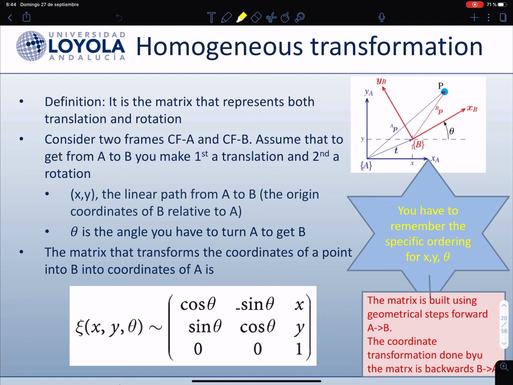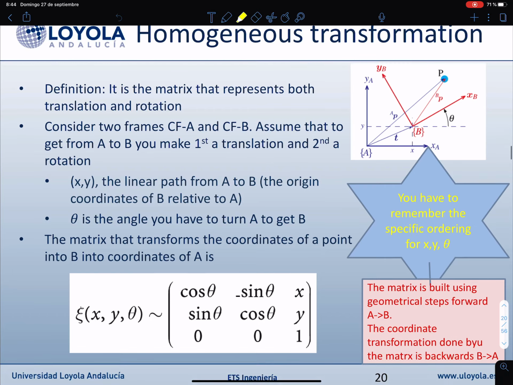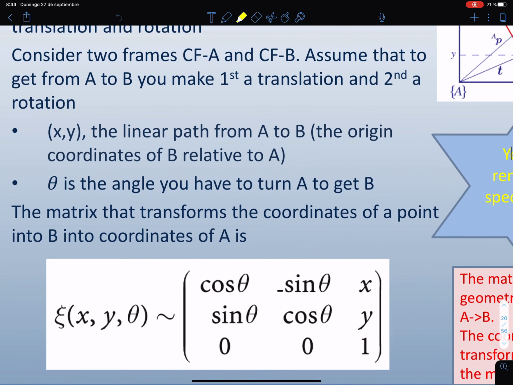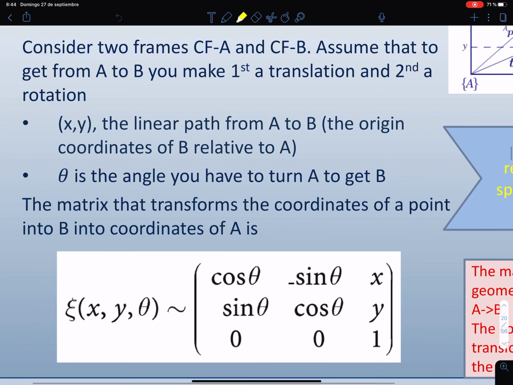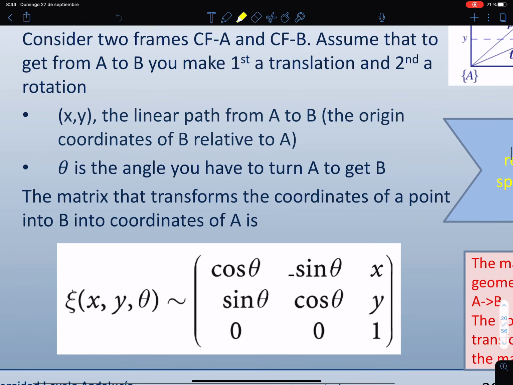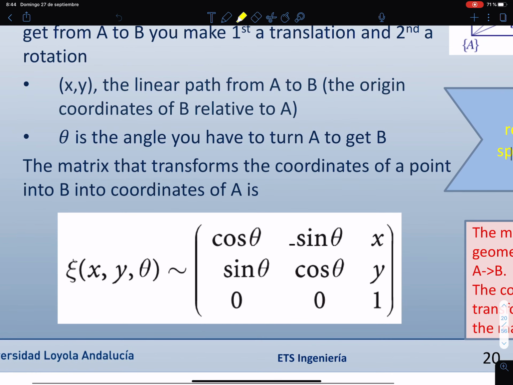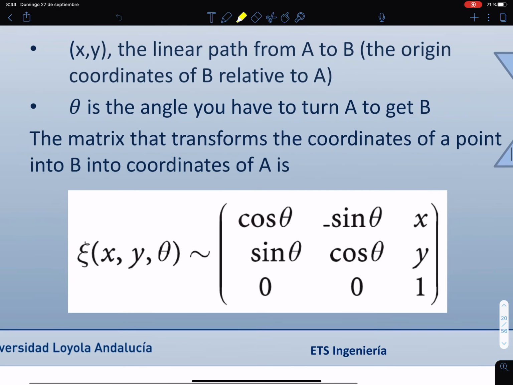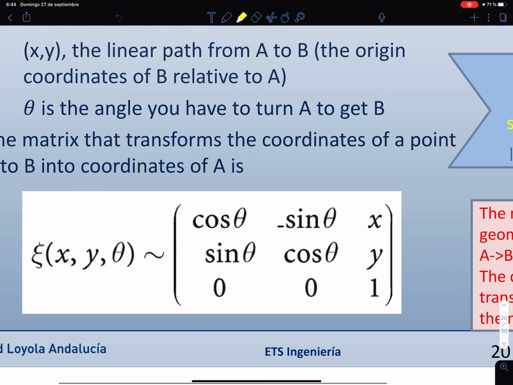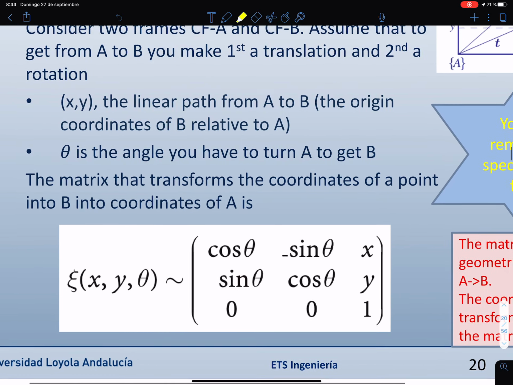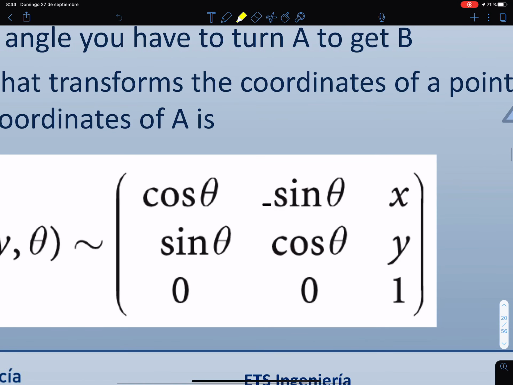So what is a homogeneous transformation? The definition is, it is the matrix that represents both a translation and a rotation that takes us from A to B. So, in particular, if we have a couple of frames A and B, and if we assume that to get from A to B, you make first, and this is important, first a translation x, y, and second a rotation theta to get to B, then the matrix that transforms the coordinates of a point in B into coordinates of A is the matrix that we have here: cosine theta, minus sine theta, x; sine theta, cosine theta, y; 0, 0, 1.